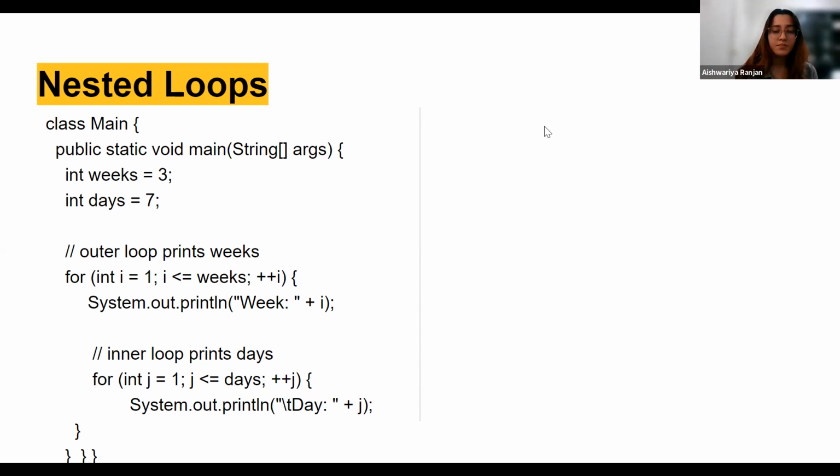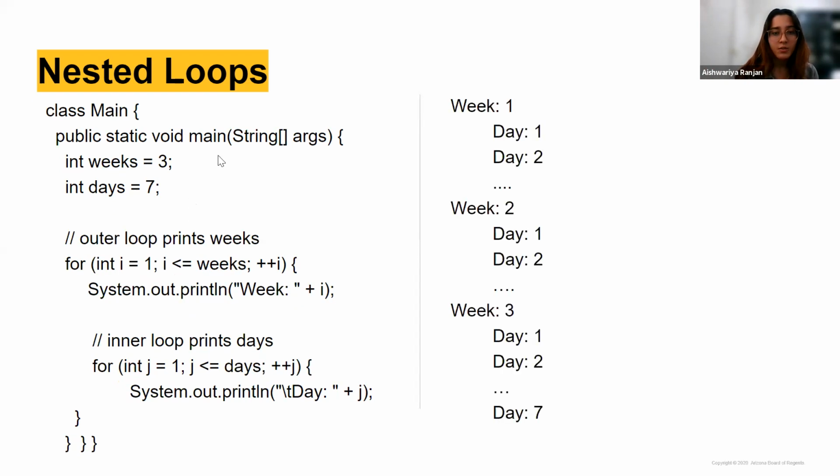Okay. So this is how the output would look. So first, when we go into the loop, we print out weeks and i. So the first thing that would print out is weeks and i is equal to 1. So week 1. And then we would go into the second loop, the inner loop, and that prints out day and the corresponding j. So day 1.